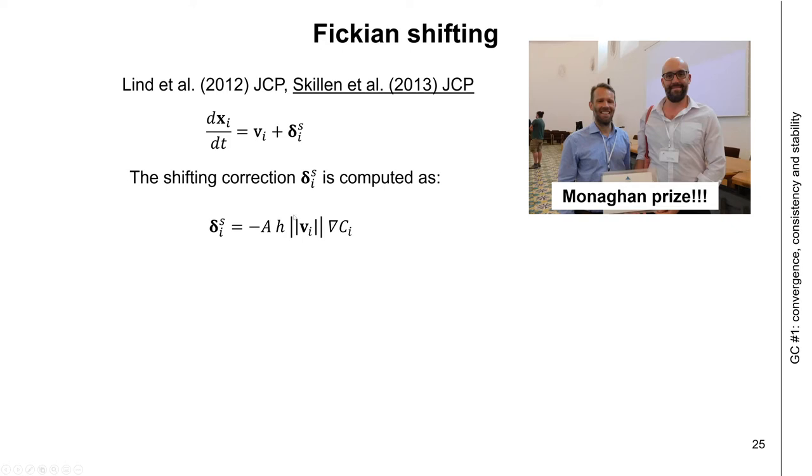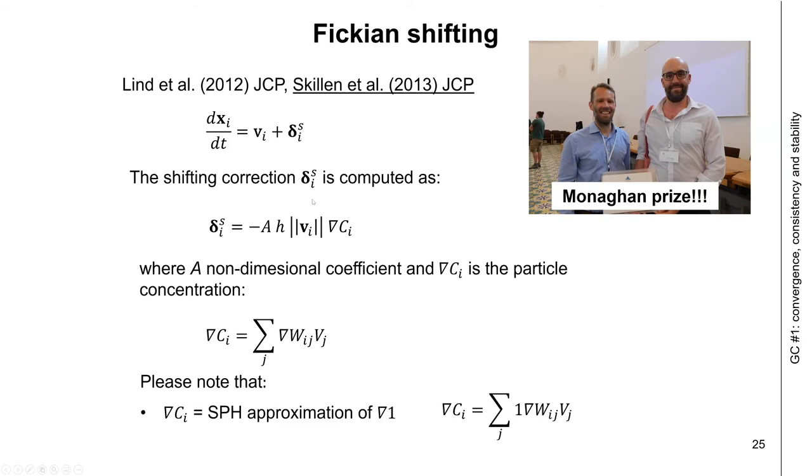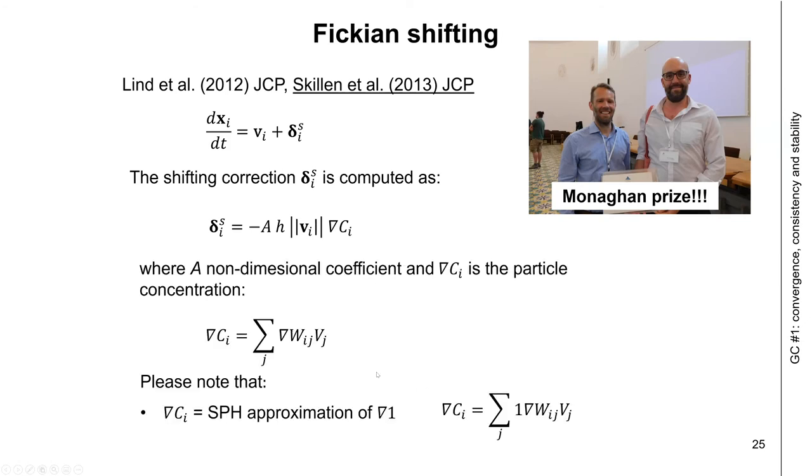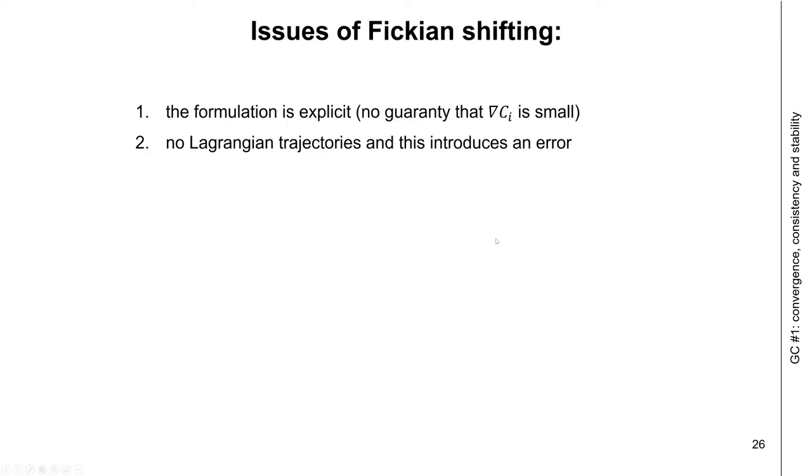So basically, we are moving particles, or correcting the particle position, in a way that should achieve a better accuracy for the gradient of a constant function. That is the key idea behind this Fickian shifting approach.